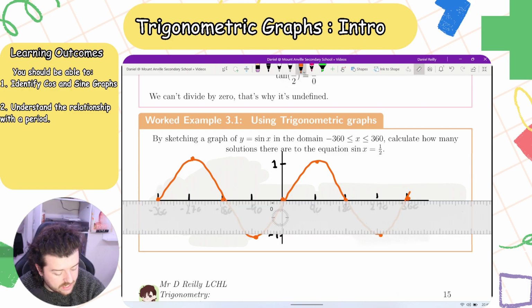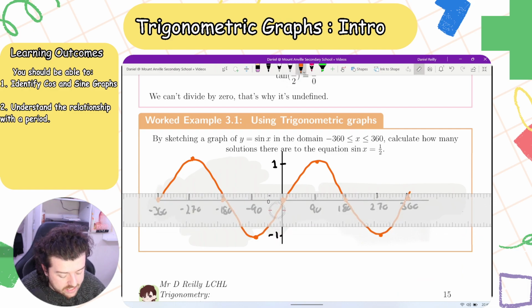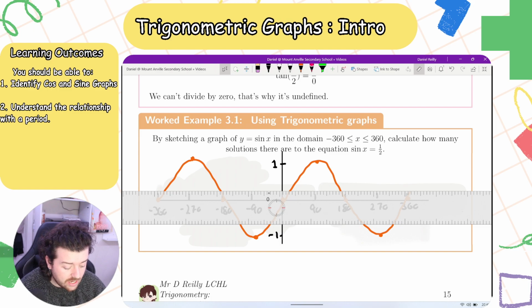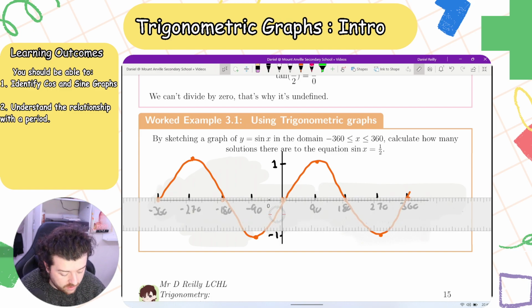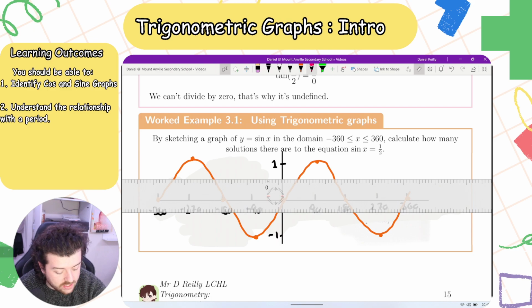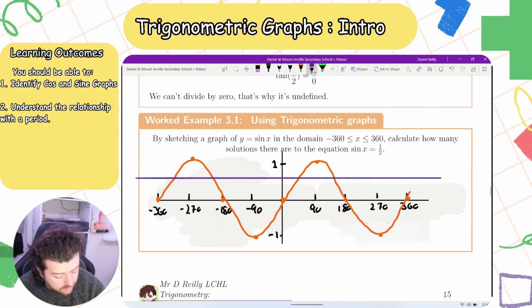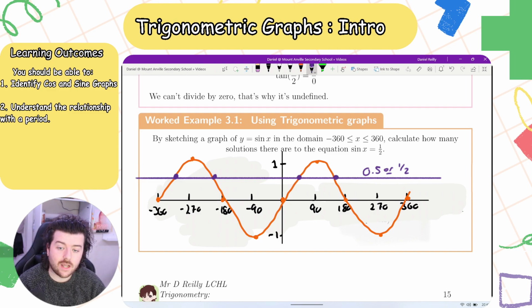Now, the question remains: calculate how many solutions there are to the equation sine x is equal to a half. It's not asking me to find the solutions, it's just asking to find how many. I'm going to roughly say that's sine is equal to a half. So go up my y-axis to 0.5, or a half. And I can see it intersects the graph 1, 2, 3, 4. It intersects the graph 4 times, therefore it has 4 solutions.